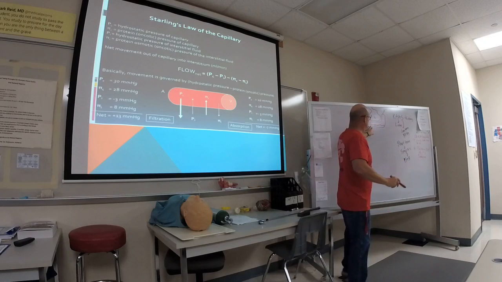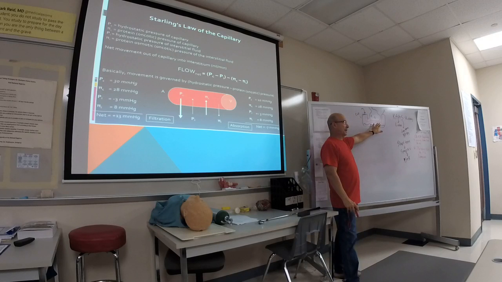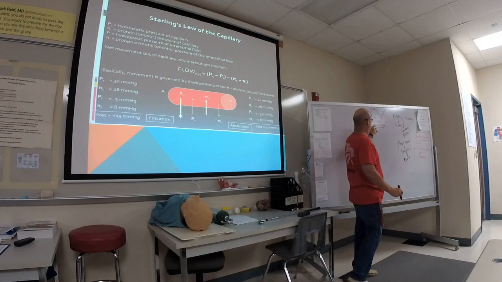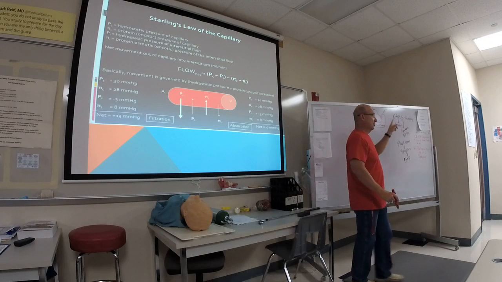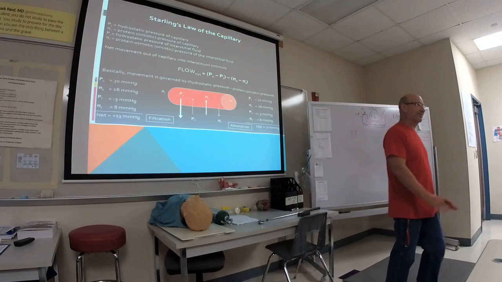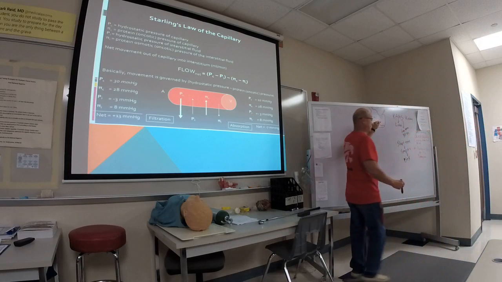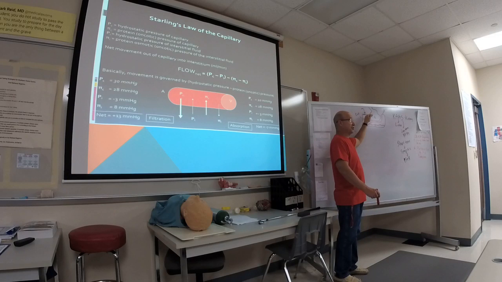What has happened to the pressure in that capillary? It increased, right? So P1 has increased. If P1 is greater than P2, that almost sounds like math. If P1 is greater than P2, where's the fluid going to go? Down, to P2, right? It's going to come out of the capillary into the interstitial space.